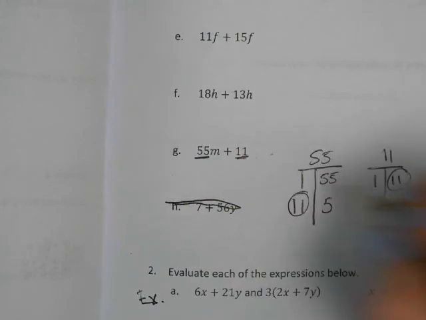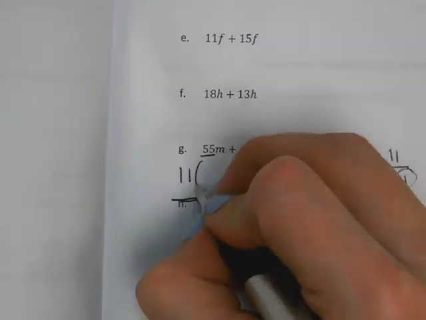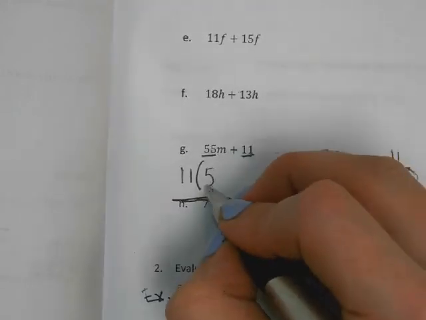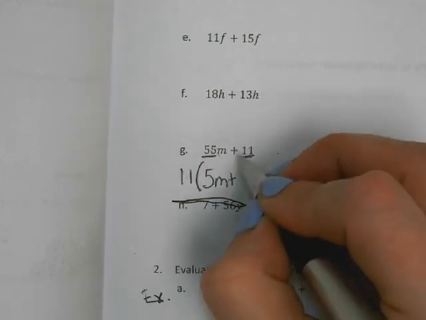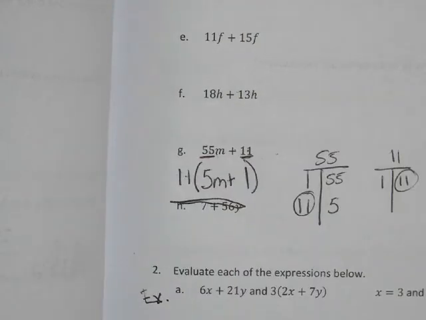So that means 11 is my factor. So I'm going to take 11 out. I'm going to put it here. 55 divided by 11 is 5. I keep my m, keep my plus sign. 11 divided by 11 is 1. And this would be your equation.